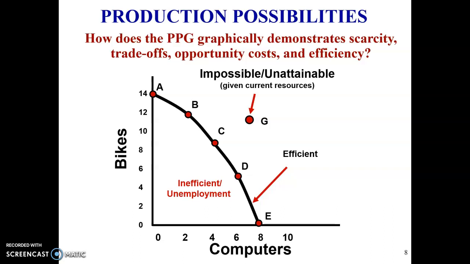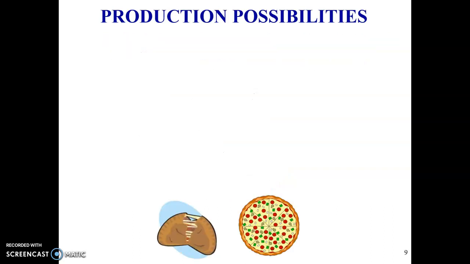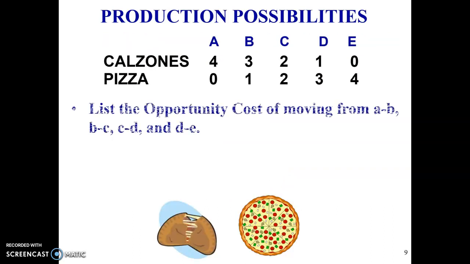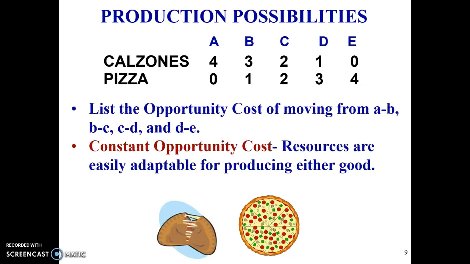If we do not have full resources pumping, we are inefficient. Most societies are going to be existing below their PPC. Keep in mind that here we have constant opportunity costs, and you would have a linear PPC. That would mean that resources are easily adaptable for producing either good.